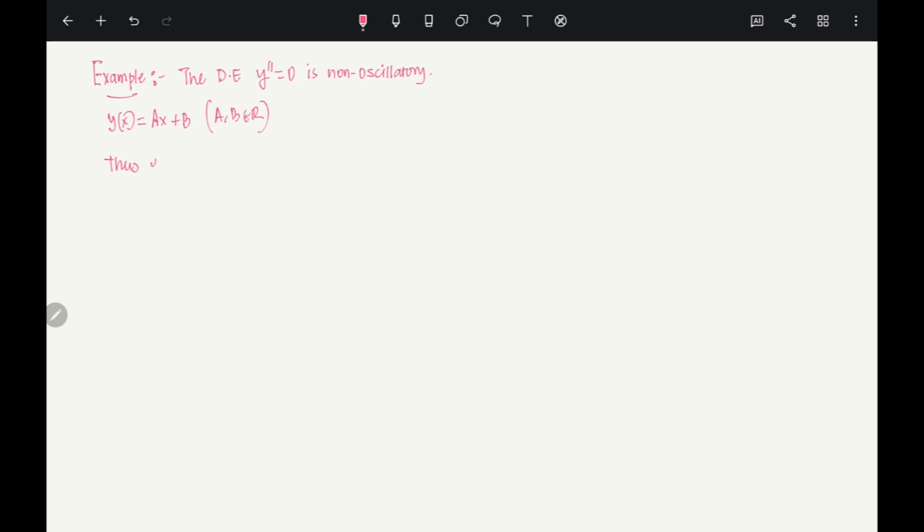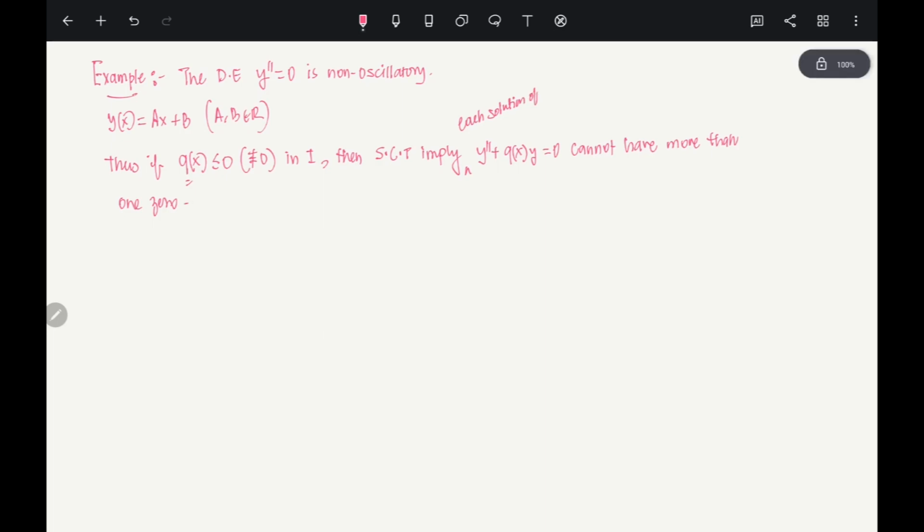Thus, if q(x) is less than or equal to 0, and not identically equal to 0, of course, in I, whatever I is, then the Sturm comparison theorem will imply that y double prime plus q(x) y equals 0 cannot have more than one zero. That is, each solution of this equation cannot have more than one zero. Is this okay? Why is that true?